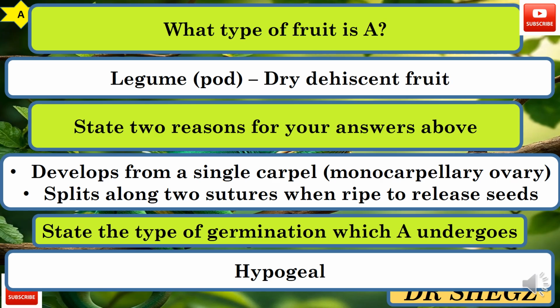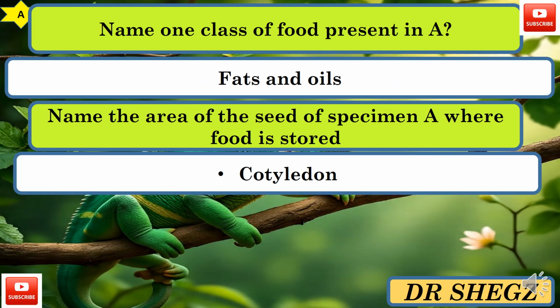Then the type of germination which it undergoes is hypogeal germination. Despite the fact that it's a dicot, it undergoes hypogeal germination. Name one class of food present in A: fats and oils. You can list the other ones as well. Then name the area of the seed of specimen A where food is stored, and you have the cotyledon.